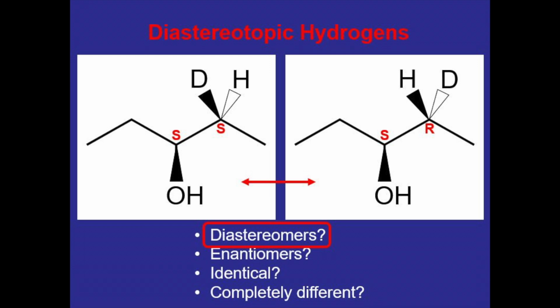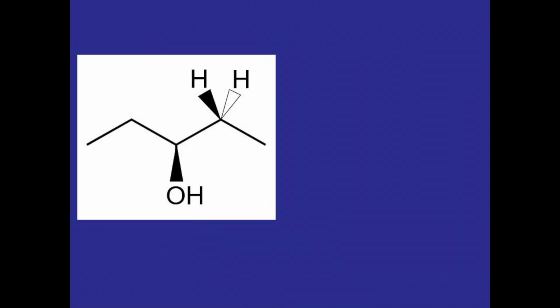Now that we've figured that out, let's go back to the original structure, and instead of comparing these two hydrogens, let's just look at one of them and see if there is another hydrogen on this molecule that is in the same chemical environment. And because of the symmetry of the molecule, the hydrogen on the opposite side of the alcohol group should be in the same chemical environment. So we could assume that these would be enantiotopic hydrogens, but let's do the deuterium test just to be sure.